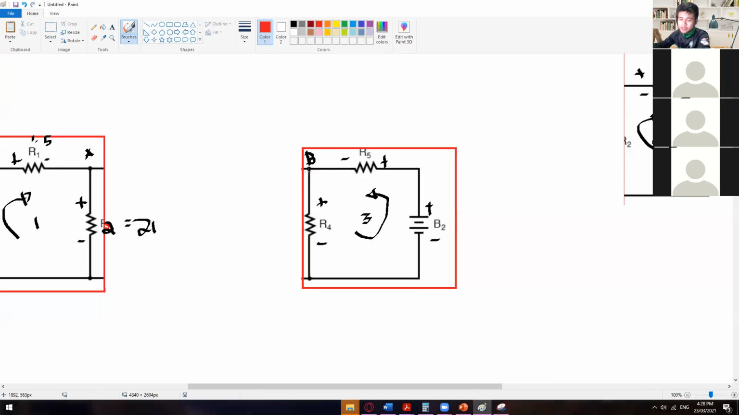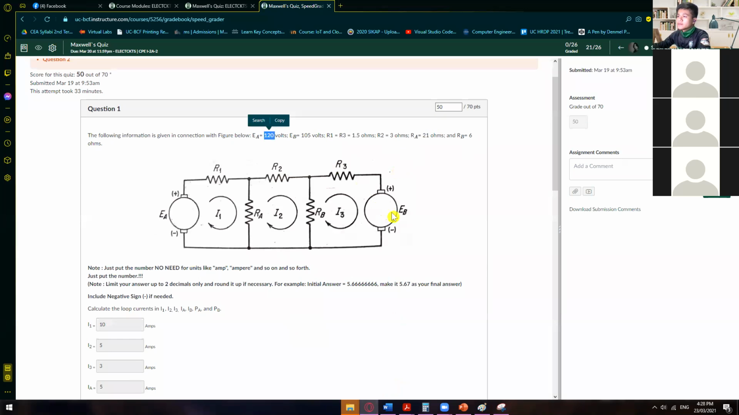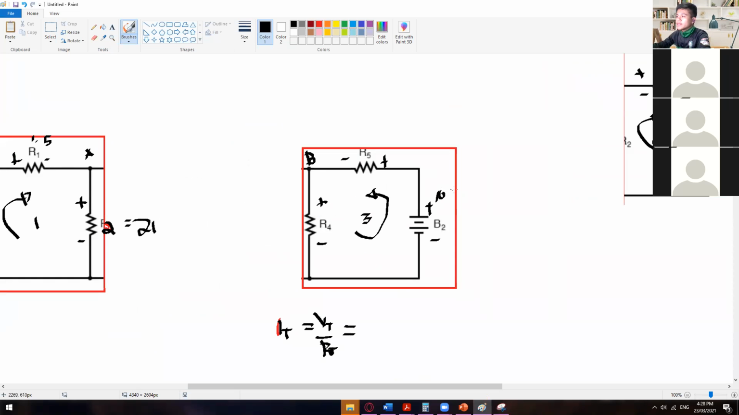Okay, so for you to be able to get the potential voltage at node B, the same process, just get the I total. I total is equal to V total divided by R total. So in here, V total is equal to E sub B, 105, and RB is 6, and R3 is 1.5. So 105 right here, and 6 right here, and then 1.5.